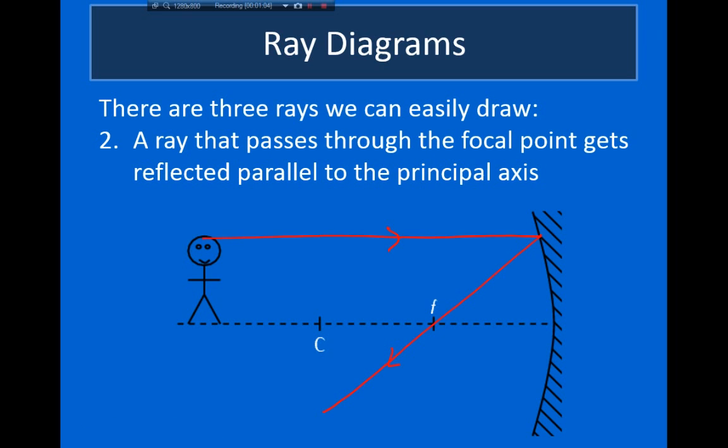The second ray is that any ray that passes through the focal point on its way to the mirror will be reflected so that it leaves parallel to the principal axis. So if we draw this ray so that it passes through this focal point, it's going to be reflected parallel to the principal axis, so it's going to look like this.